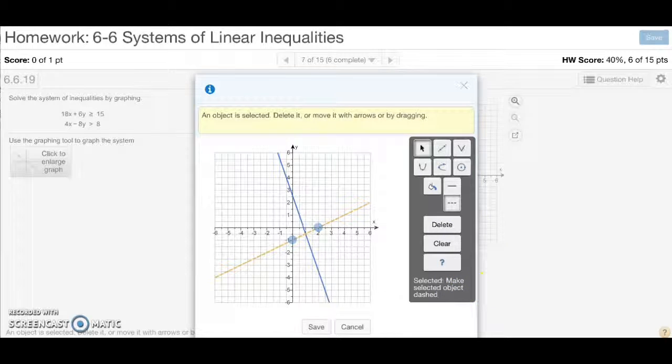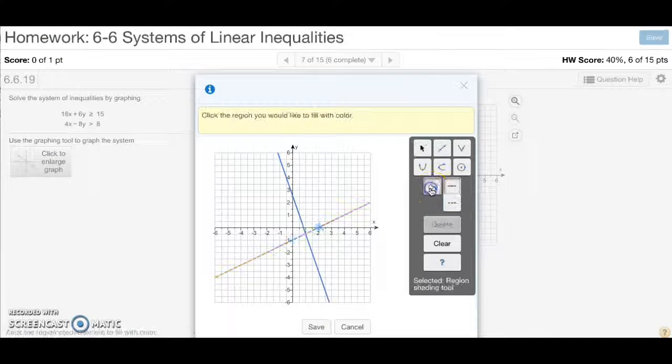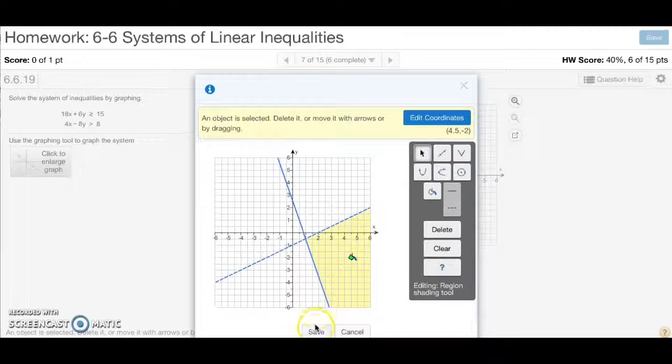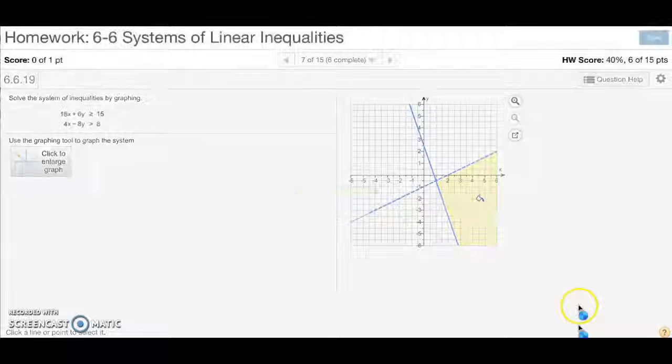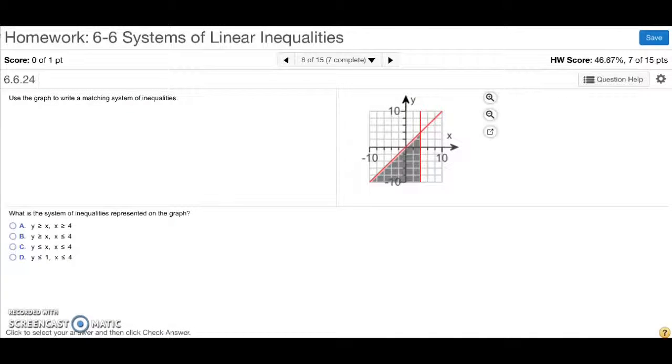Now we look at my graph here to see where I shade. My overlapping portion is here, so I'm going to shade right here. Click Save, check Answer, and that is number 7. Okay, number 8. So we are using this graph to find our actual inequalities, so we're working in reverse.